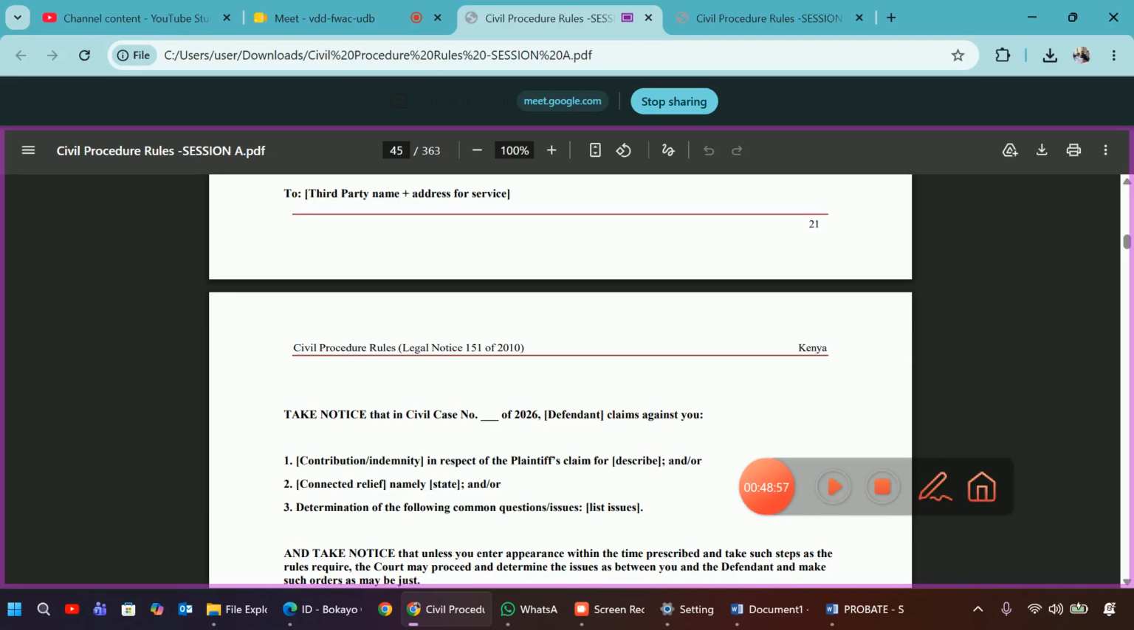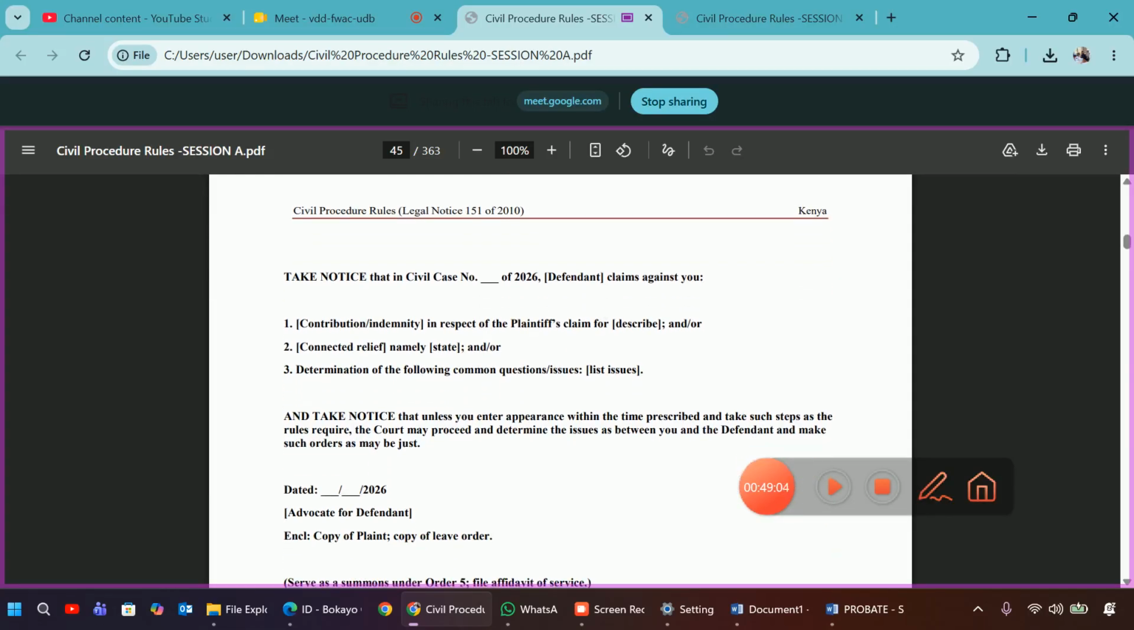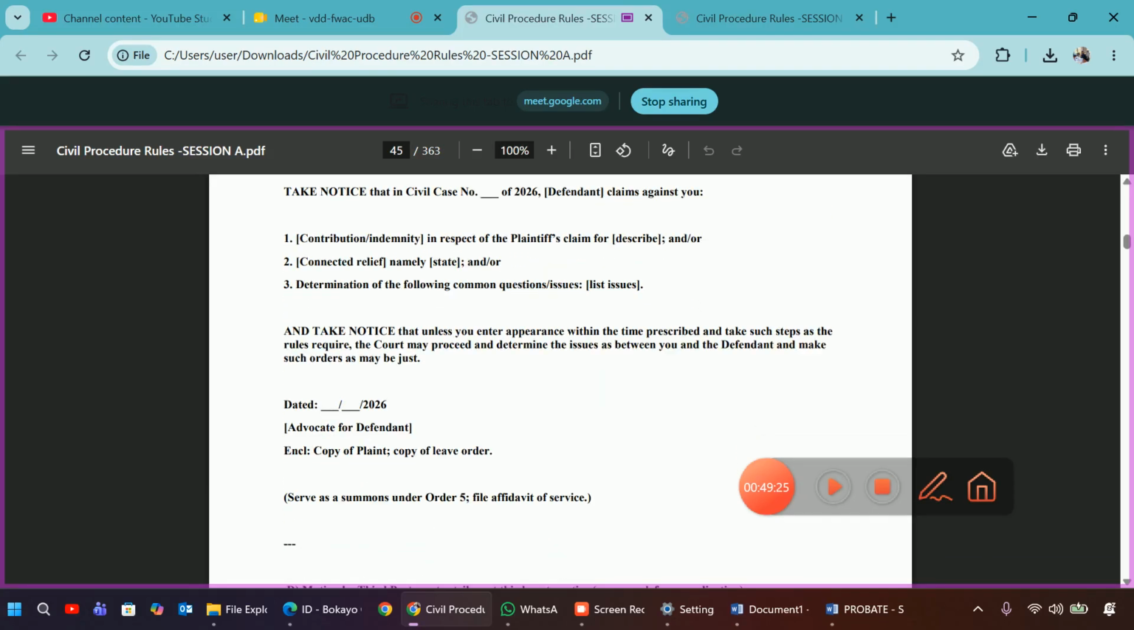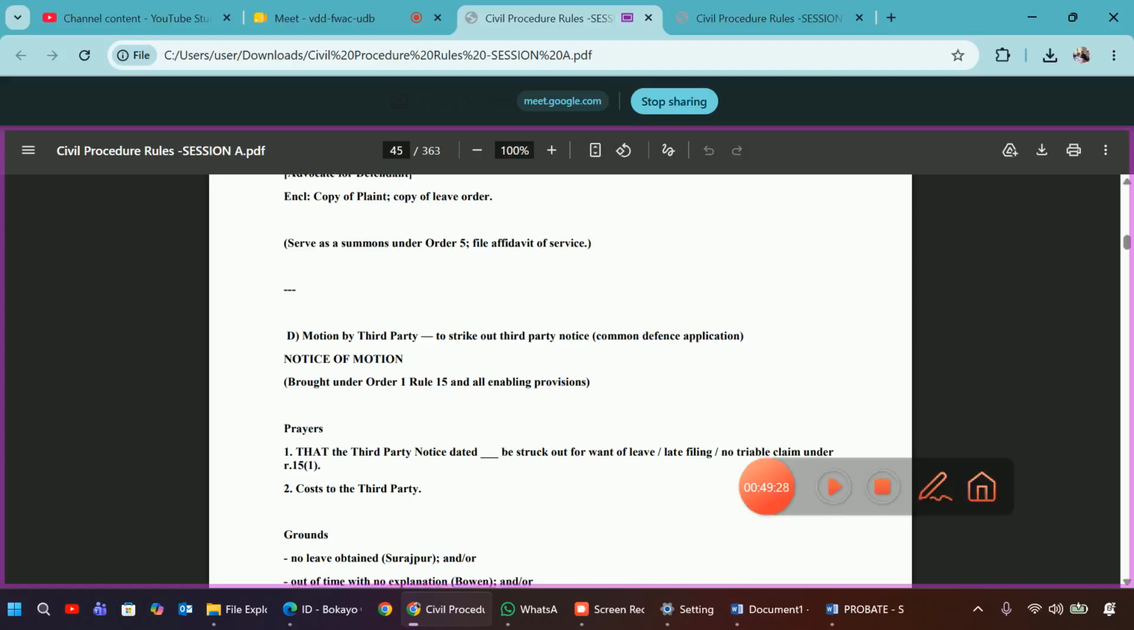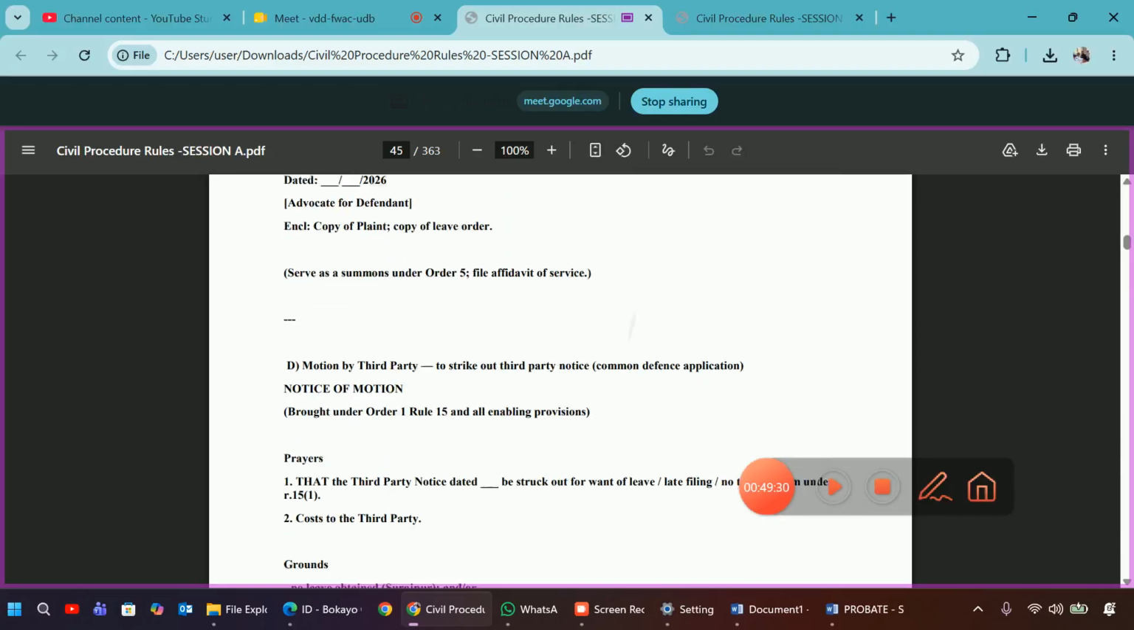Take notice that in civil case number this, the defendant claims against you for the following, the grounds that you are relying upon: contribution or indemnity in respect of the plaintiff's claims, or connected relief, then clearly state, and or determination of the following common questions on issues and list the same. And take notice that unless you enter appearance within the time prescribed and take such steps as the rules require, the court may proceed and determine the issues as between you and the defendant and make such orders as may be just. That is a third party notice.